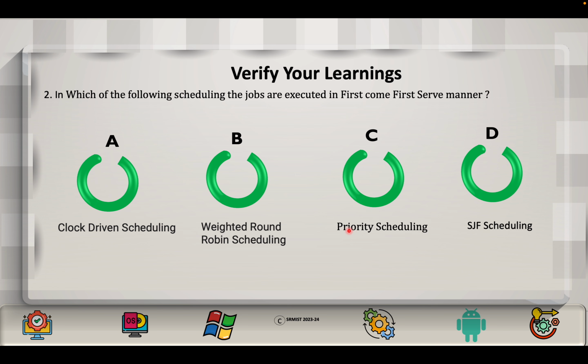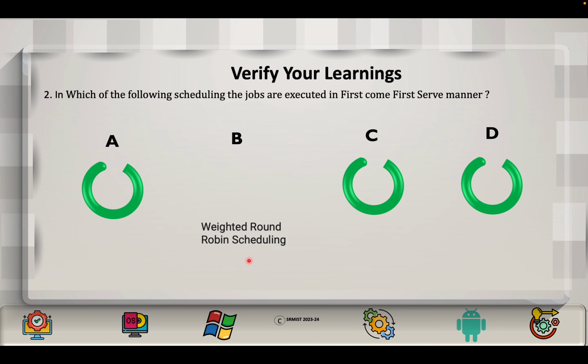The next question: in which of the following scheduling are the jobs executed in first come first serve, FCFS, manner? Clock driven, weighted round robin, priority, SJF. Among these four scheduling, SJF is not actually in RTOS. The remaining three schedulings are there in RTOS. Among these three, in weighted round robin scheduling, jobs are executed in FCFS or FIFO manner. So the answer to this question is B, weighted round robin scheduling.